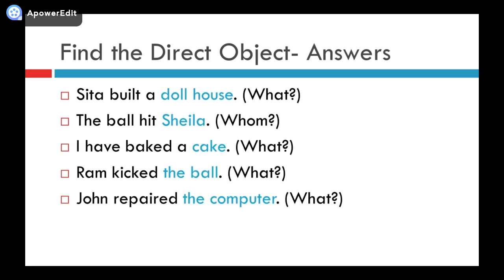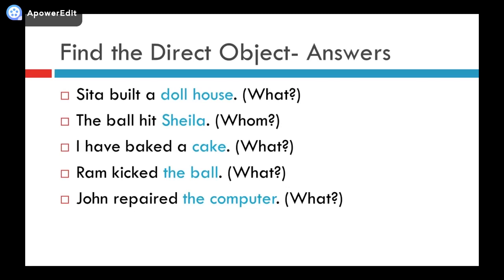Ram kicked the ball. Ram is your subject. Kicked is your verb. And the ball, right? So Ram kicked what? The ball. The ball becomes your direct object. John repaired the computer. Who repaired the computer? John. So John is your subject. Repaired is your action verb. And repaired what? The computer. So the computer becomes your direct object. I hope you all are getting this.